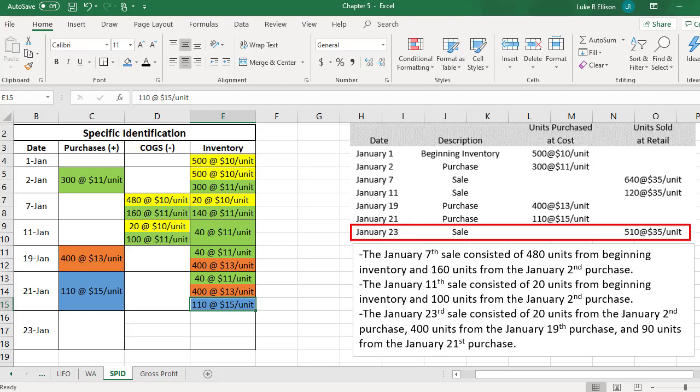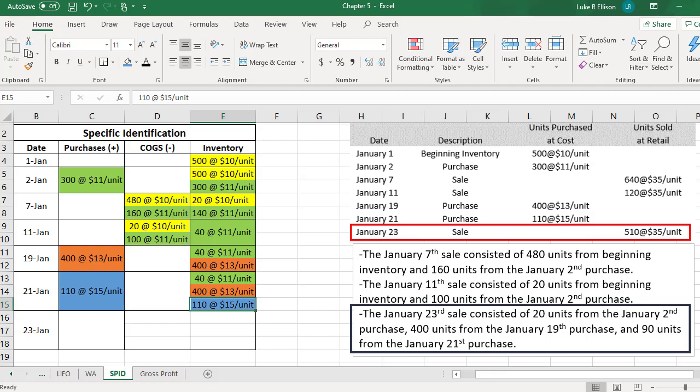Finally, on January 23rd, we sold 510 more units. Since we made a sale, we will be using the cost of goods sold column. The additional information says that the January 23rd sale consisted of 20 units from the January 2nd purchase, 400 from the January 19th purchase, and 90 units from the January 21st purchase. So we use the units from the relevant dates in our cost of goods sold column.